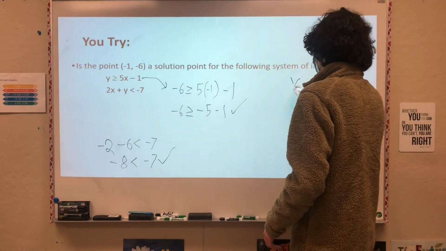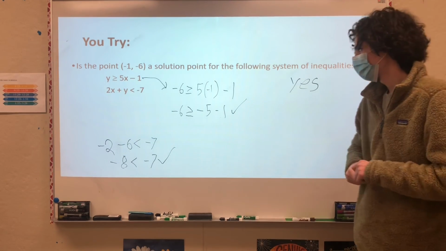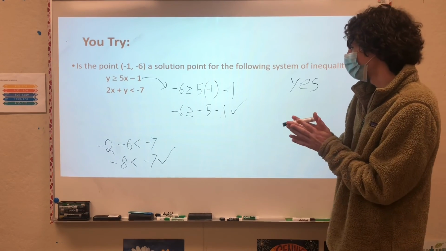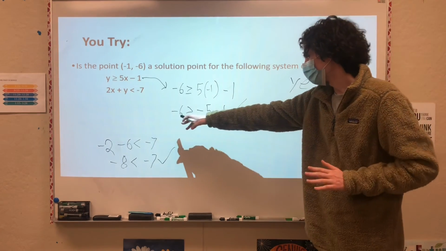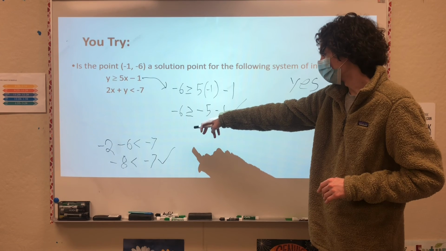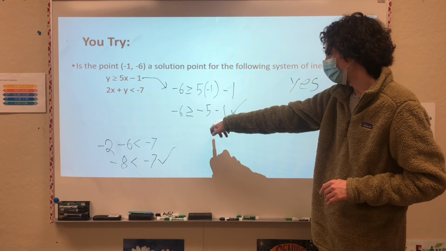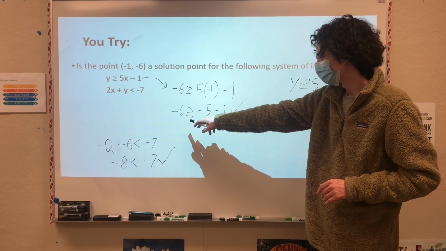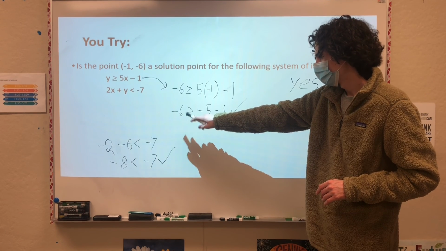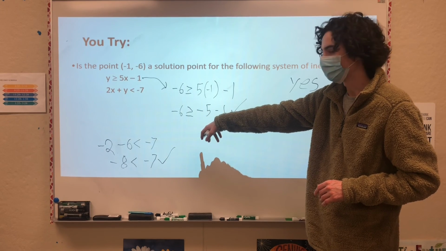All right. Talk us through real quick. You don't have to explain all the math you did, but just say why. So this one says -6 is greater than or equal to -5 minus 1, which would be -6. So this is true. It's true because -6 is greater than or equal to -6.